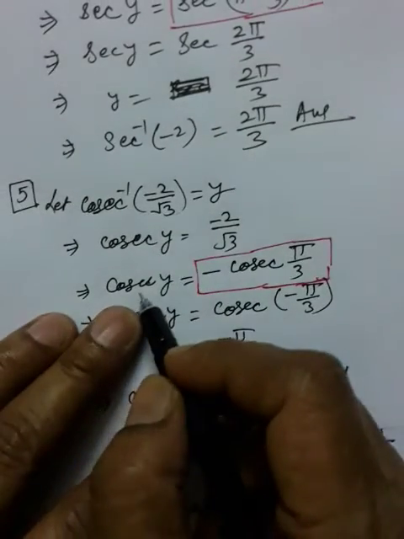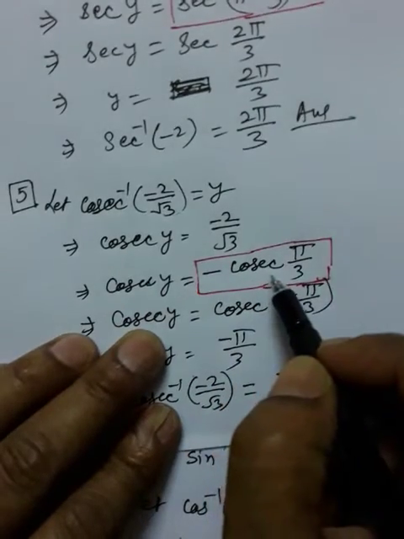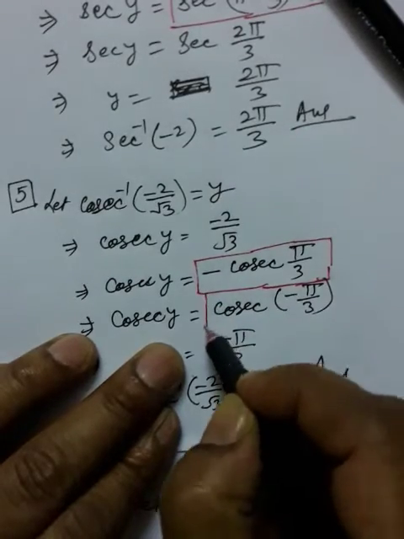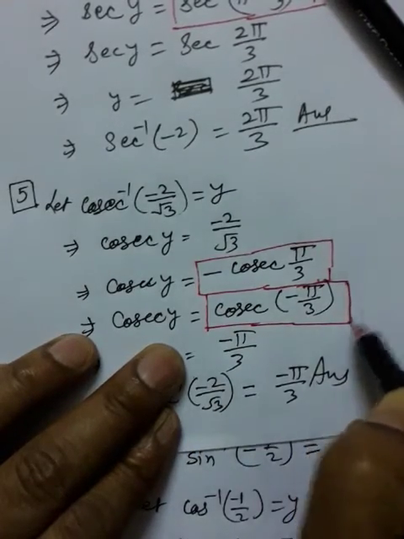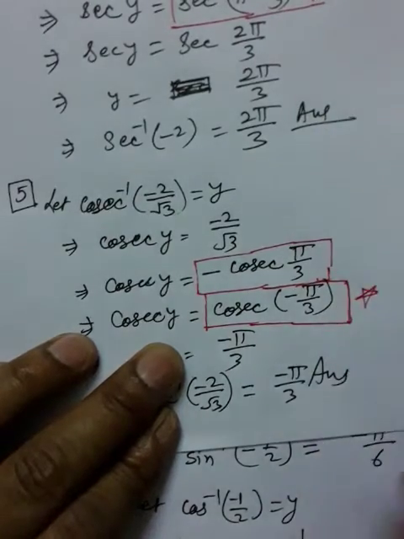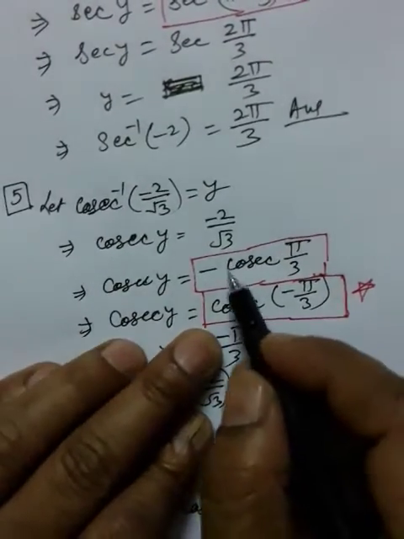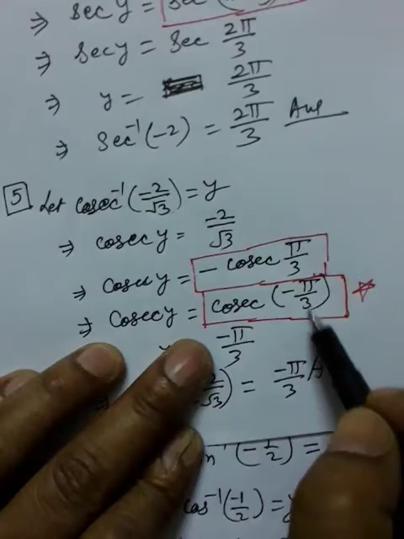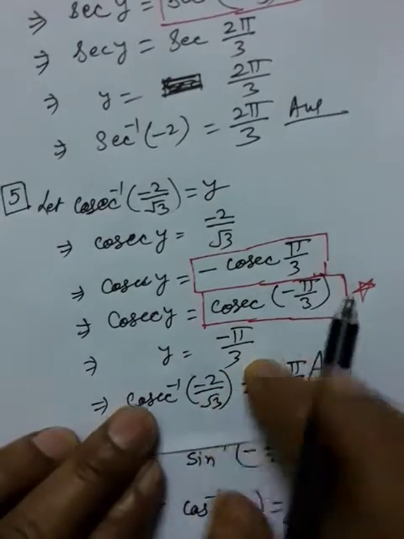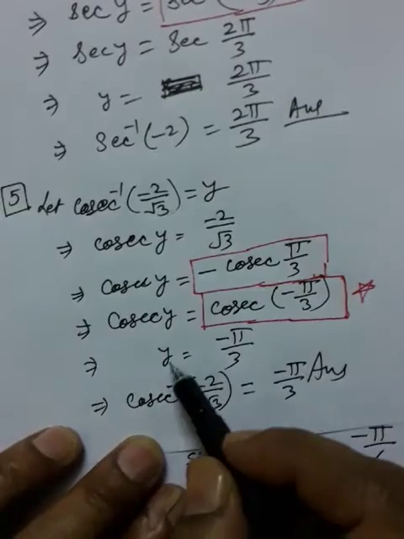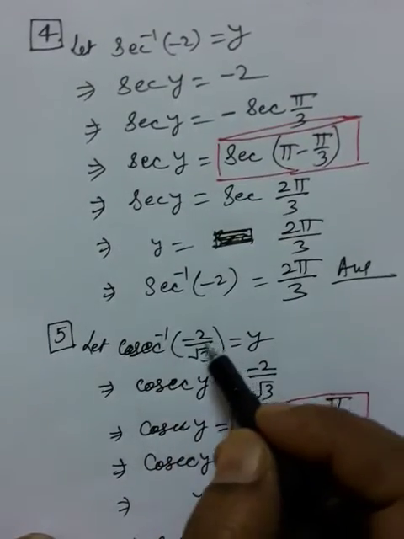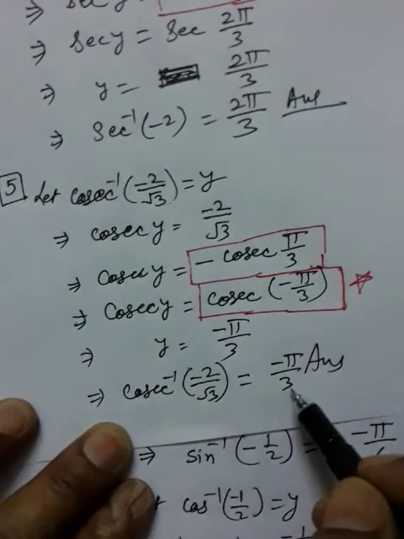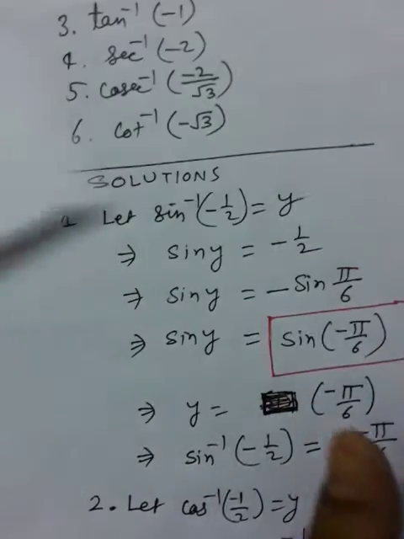Now cosec y is equal to minus cosec pi by 3. So you can put it here also. This is the original thing. Here we have to be very careful. Here it was cosec y is equal to minus cosec pi by 3, and here cosec y is equal to cosec minus pi by 3, as we have seen before. So y is equal to minus pi by 3, and y is nothing but cosec inverse minus 2 by root 3. So cosec inverse minus 2 by root 3 is equal to minus pi by 3. This is the answer.